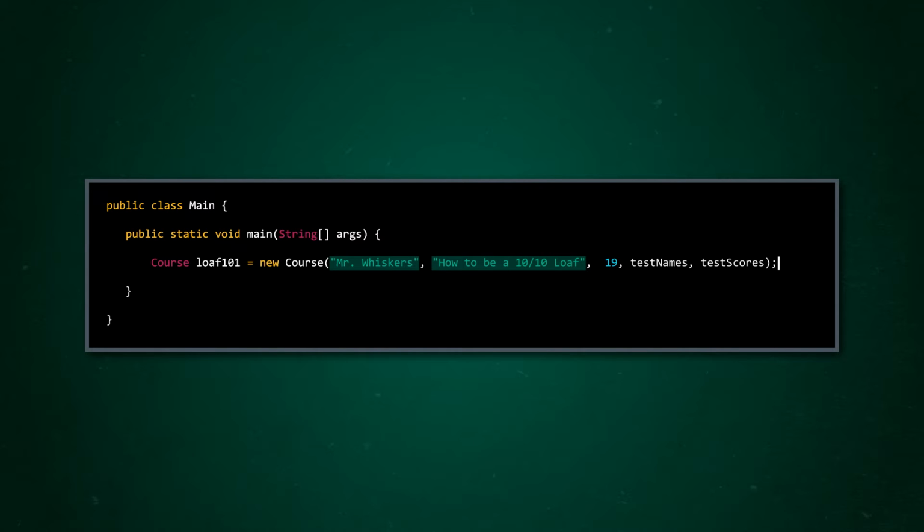You'll notice that each course object has a list of student names and a list of student scores, and the arguments that we supplied to Loaf101 are called test names and test scores. Rather than supplying all of the data for these array lists in the parentheses when we create a new instance of the course class, we can create and fill them with data in the main class. For a refresher, check out our episode on how to create array lists.